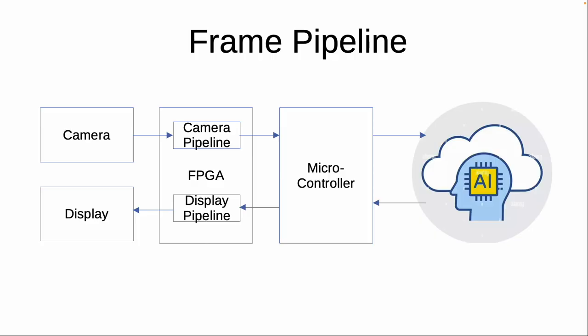So they have a camera, they have an FPGA. Here you can see the video pipeline. In the upper left-hand corner is the camera. It feeds into a camera pipeline on the FPGA. It gets sent over SPI to a microcontroller. It goes off to the cloud where some AI recognizes the image, sends the data over Bluetooth back down to the microcontroller, goes back into the display pipeline, and gets displayed in a little display on the lens of the glasses.